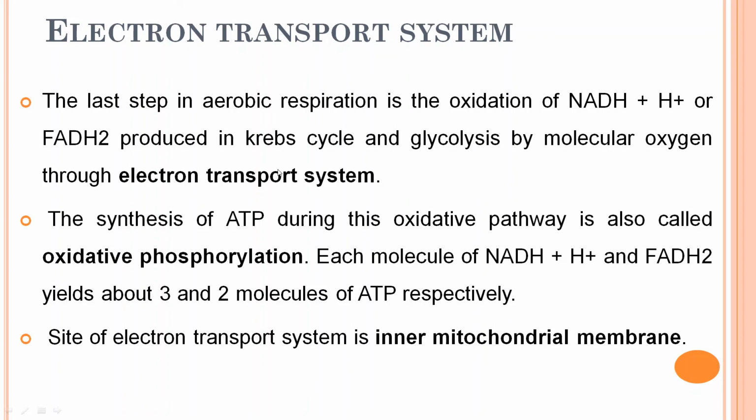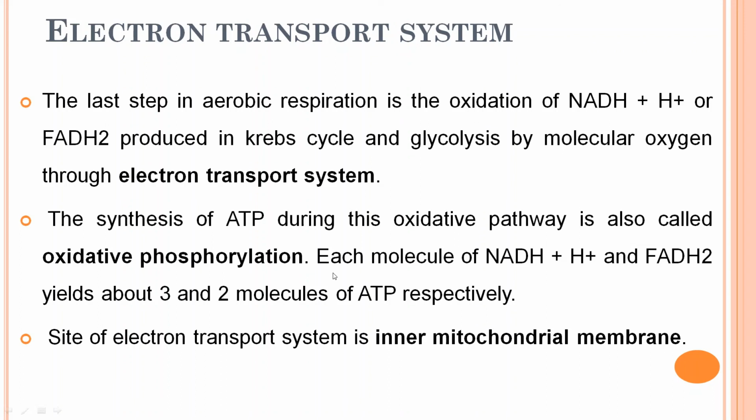Next is the synthesis of ATP during this oxidative pathway in electron transport. Actually, ATP is synthesized, and it is known as oxidative phosphorylation. You know what phosphorylation is? The synthesis of ATP means, in the process of phosphorylation, ADP, adenosine diphosphate, and inorganic phosphate combine to form ATP. And when it happens in the presence of oxygen, it is known as oxidative phosphorylation.